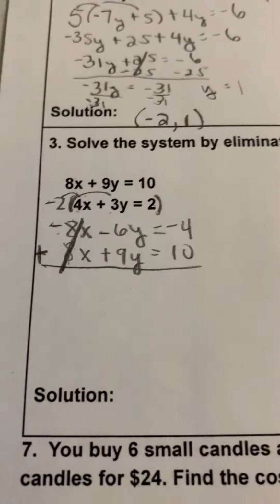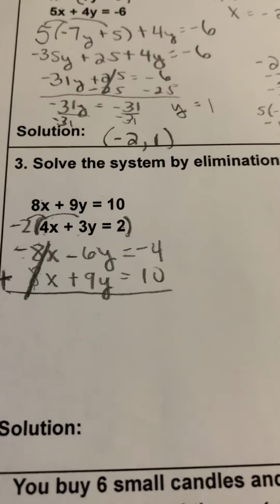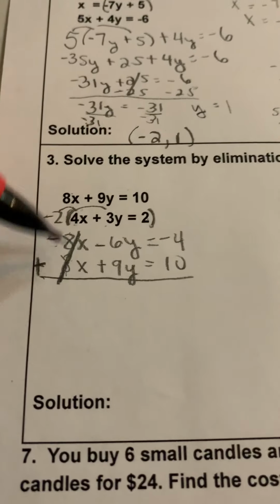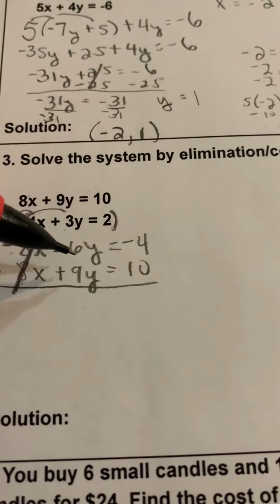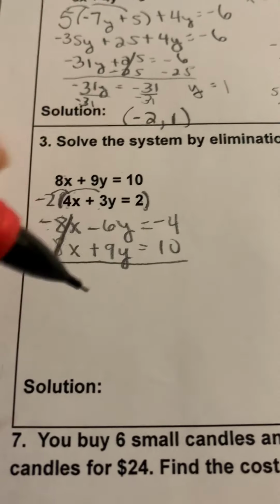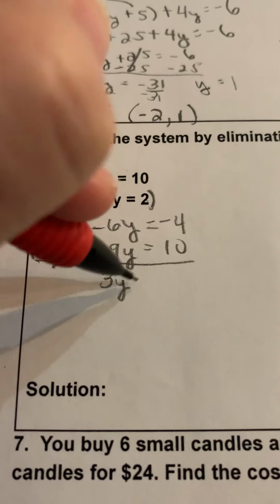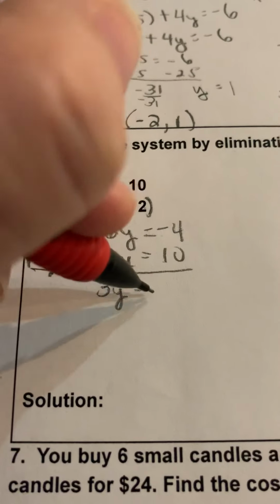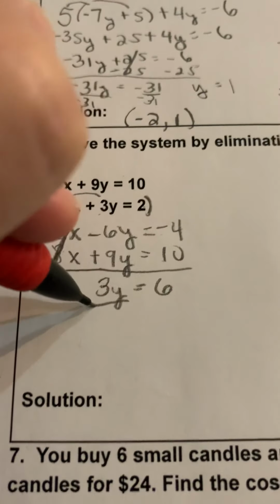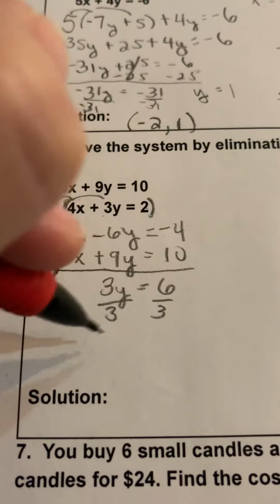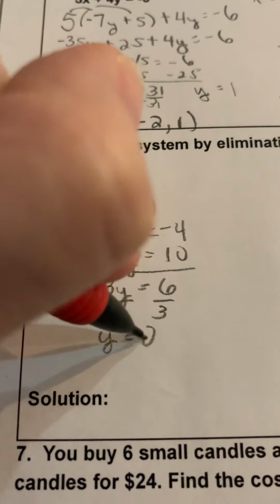So that's the elimination. That's why they call it elimination. They also call it combination because I'm combining both of these equations. I have negative 6y plus 9y. That's going to give me 3y. And negative 4 plus 10 is going to give me 6. I'm going to divide both sides by 3 so that y equals 2.